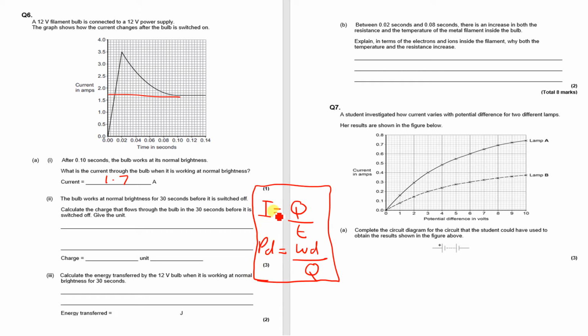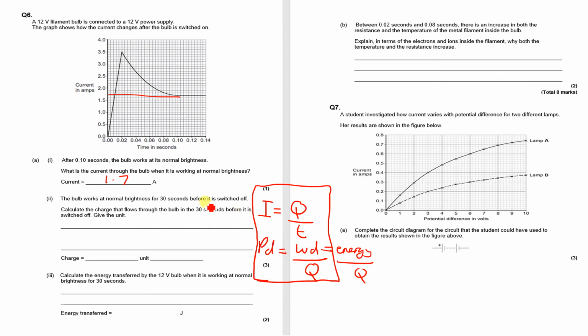So current is equal to the amount of charge in a given time, and potential difference is equal to the work done per unit of charge. Remember, this line means per. So charge per time, work done, which is energy transferred. So it's actually the energy transferred per unit of charge.